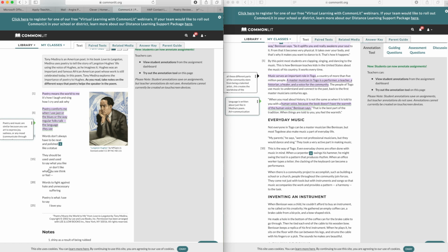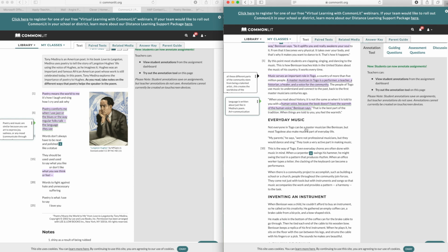I'm going to go ahead and highlight this idea of feeling because I think that was expressed when he talks about dancing in the other article. "Words to fight against hate and unnecessary suffering. Poetry is what I say or what I use to say I love you." So let's see if we can go back to this text and see if we see anything about feeling or thinking or even this idea of love, right?